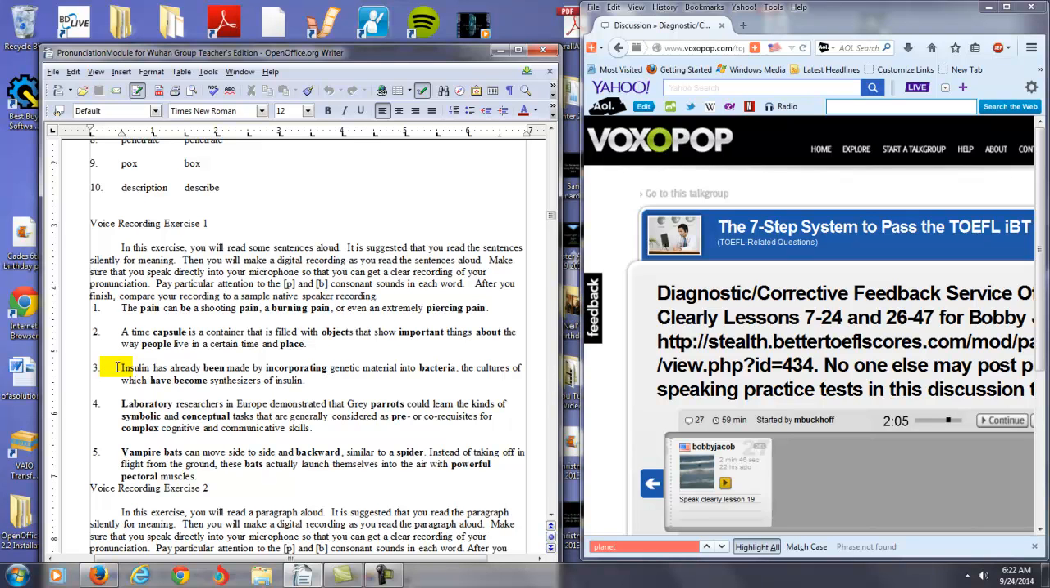Insulin has already been made by incorporating genetic material into bacteria, the cultures of which have become synthesizers of insulin. Laboratory researchers in Europe demonstrated that gray parrots could learn the kinds of symbolic and conceptual tasks that are generally considered as pre- or co-requisites for complex cognitive and communicative skills. Co-requisites. Vampire bats can move side to side and backward, similar to a spider, instead of taking off in flight from the ground.